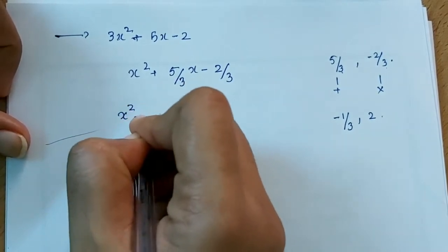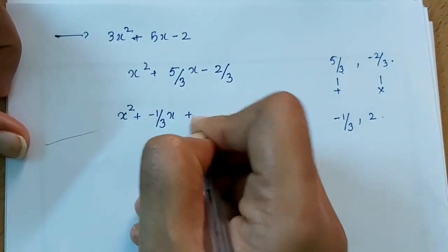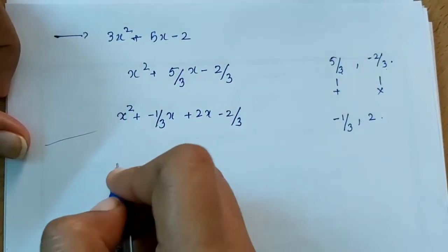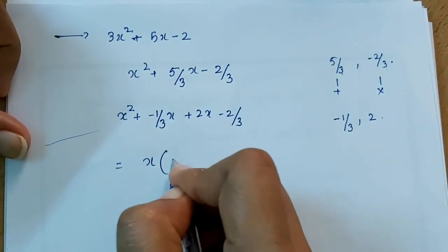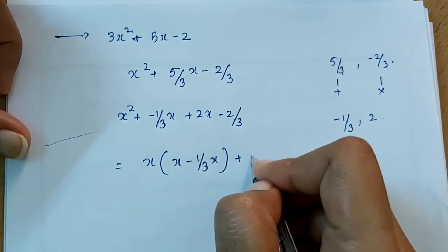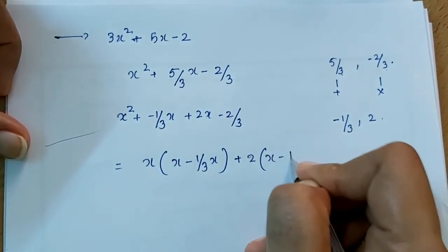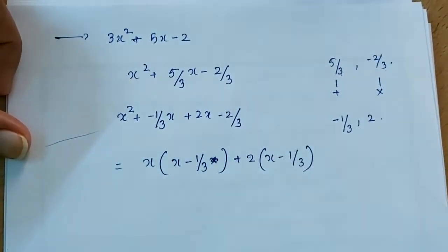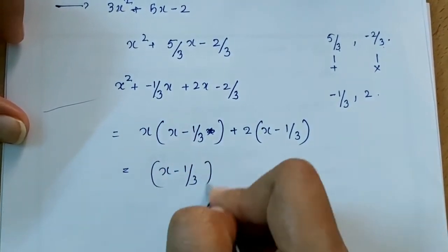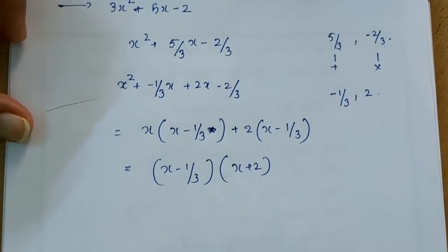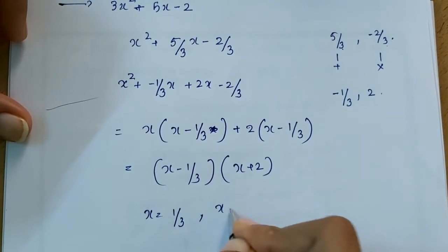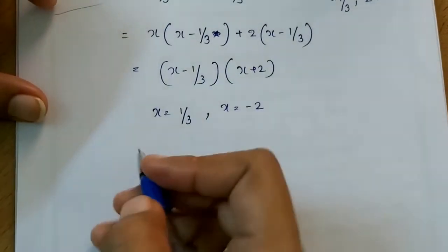Let's write x² − (1/3)x + 2x − 2/3. Here the terms are −(1/3)x and 2x. Then we group: x(x − 1/3) + 2(x − 1/3). So here there is no further x. Then we take the common factor, (x − 1/3)(x + 2). We get the values as x = 1/3 and x = −2. Let's find the sum.